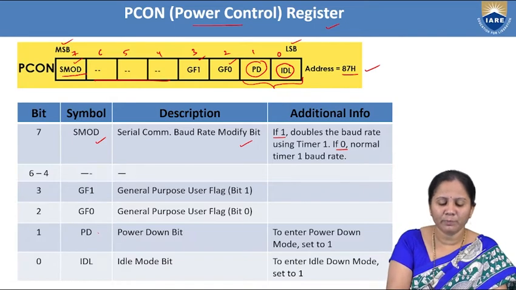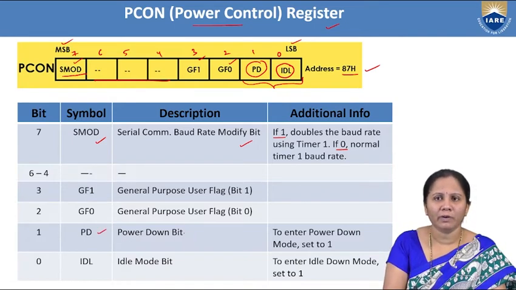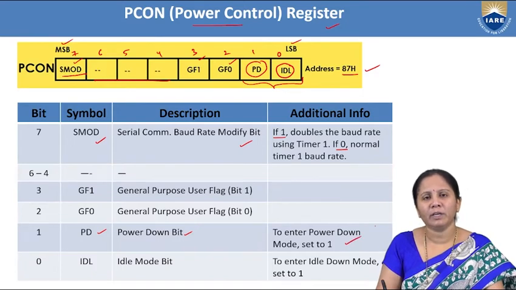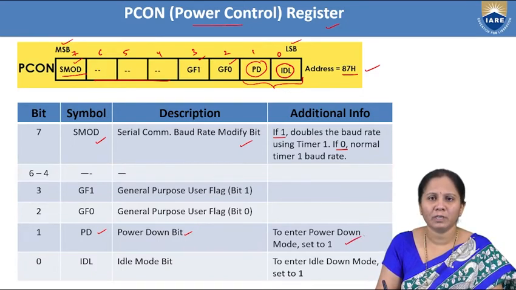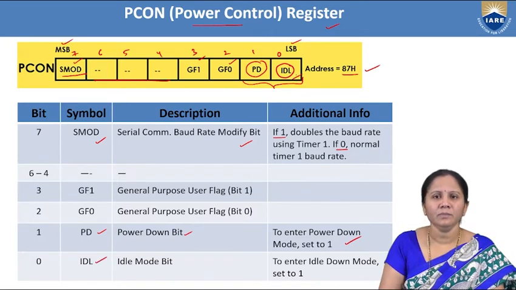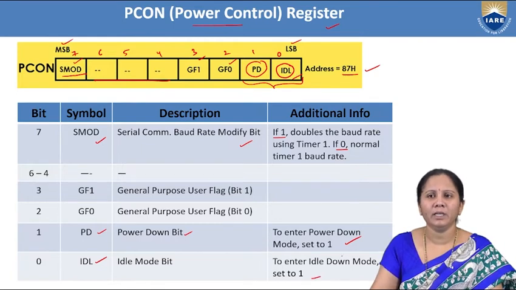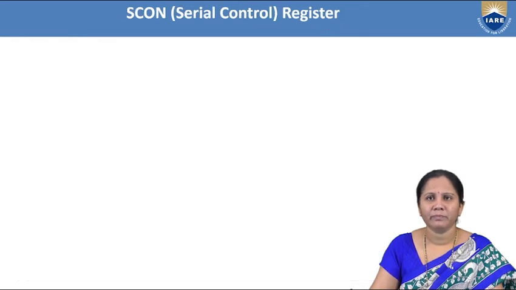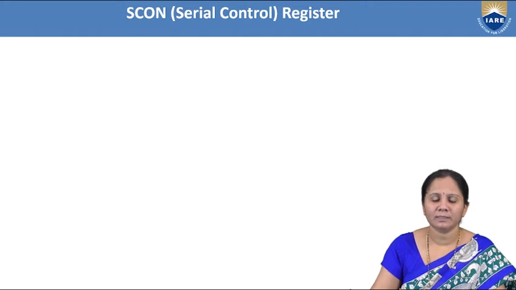PD is called the power down bit. If that bit is set, the microcontroller will enter power down mode. If the IDL bit is set, it will operate in idle mode. So by using the PCON register, it can be operated in those two modes with the help of the two bits present in the PCON register.